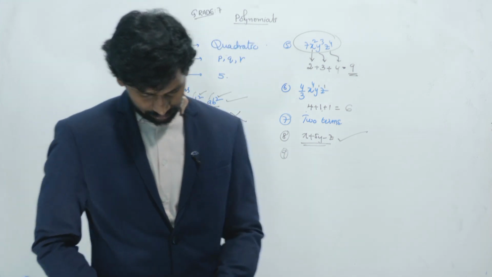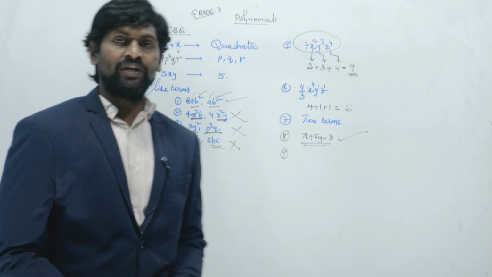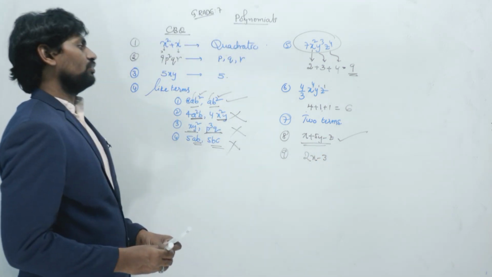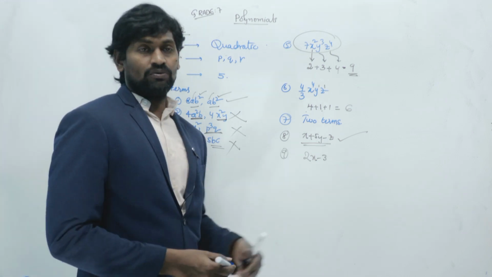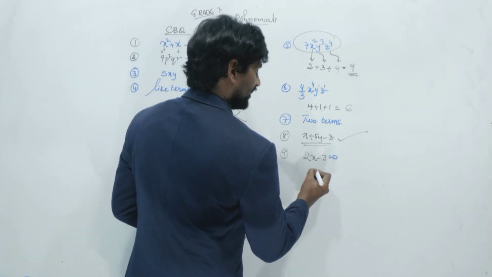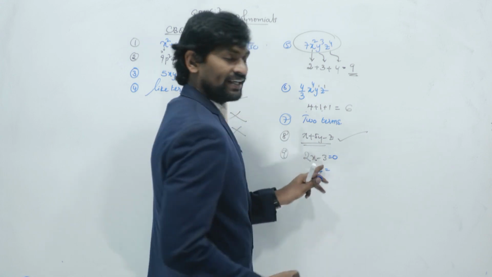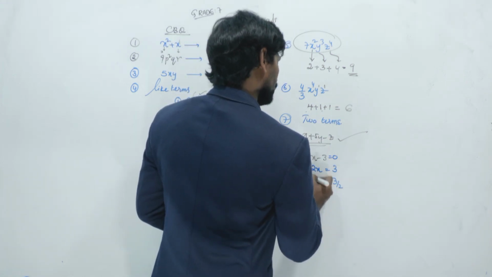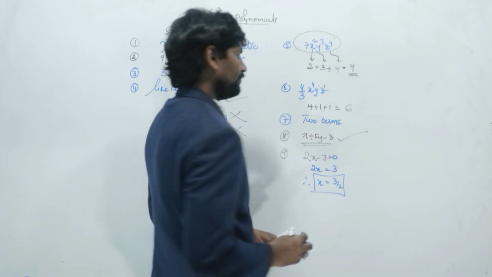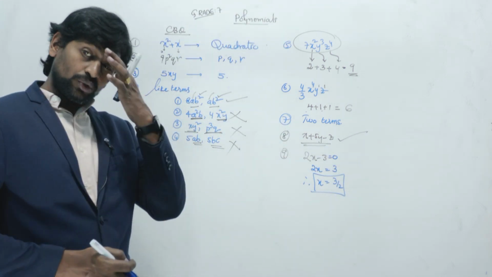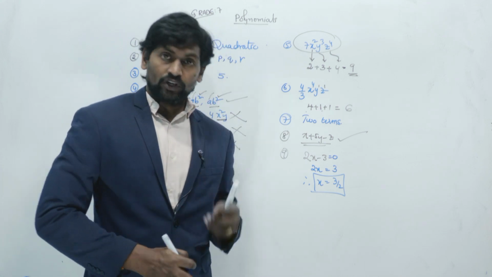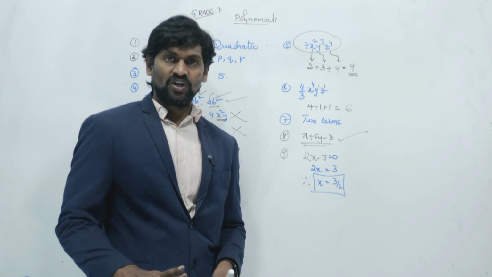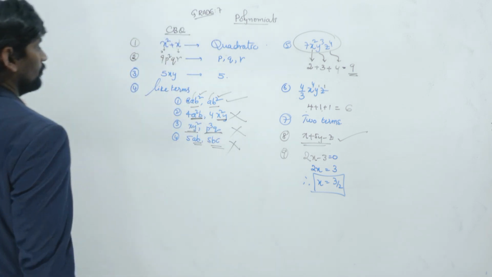Ninth question, the zero of the polynomial 2x minus 3. As I told you just now, to find the zero, we set the polynomial equal to 0, then find the x value. 2x equals minus 3, transposing, plus 3. So x is equal to 3 by 2. Therefore 3 by 2 is a root of the polynomial, a solution of the polynomial, or the zero of the polynomial. Let us move on to problem number 10.